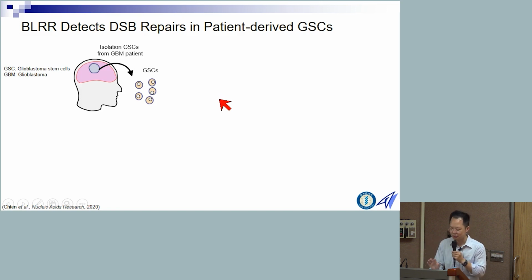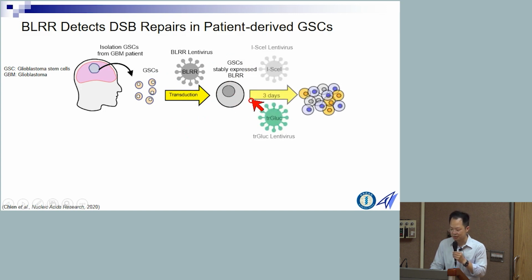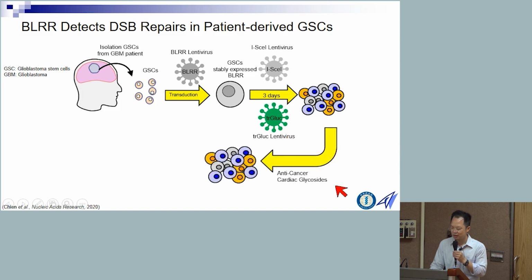Christian Bader at Harvard Medical School and Mass General Hospital said, hey, why don't we try to use glioblastoma stem cells? This is, as you know, a very aggressive type of brain cancer. We transduce these cells to stably express our reporter, and then we also transduce them with both the meganuclease and the donor template. Finally, we treat them with anti-cancer cardiac glycosides.